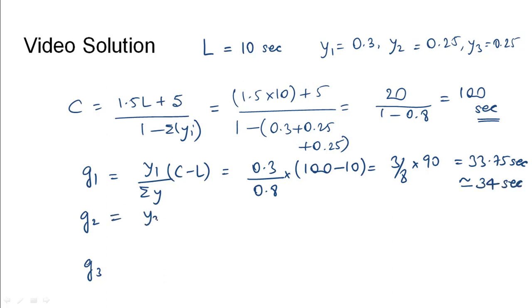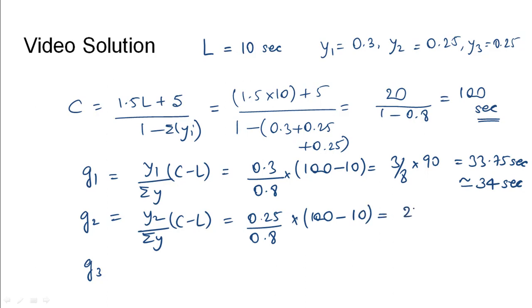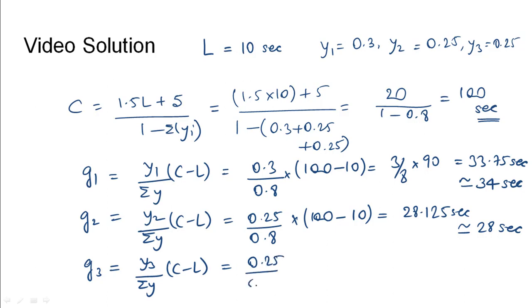G2 would be Y2 by summation Y into C minus L. So Y2 is 0.25, summation of Y is 0.8, into 100 minus 10. This would turn out to be 28.125 seconds. This can be rounded off to the nearest integer, that would be 28 seconds. G3 will be Y3 by summation Y into C minus L. Y3 is also 0.25 divided by 0.8 into the C minus L, that is 90. This would also become 28 seconds since it is the same as G2.